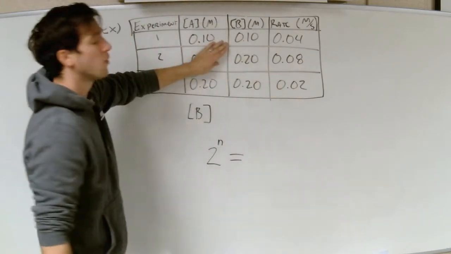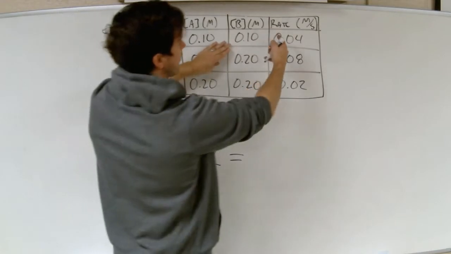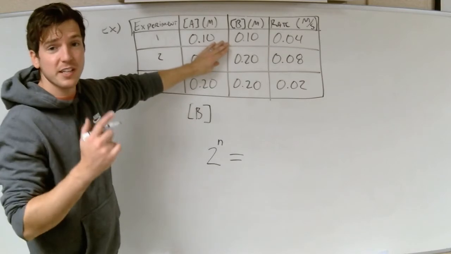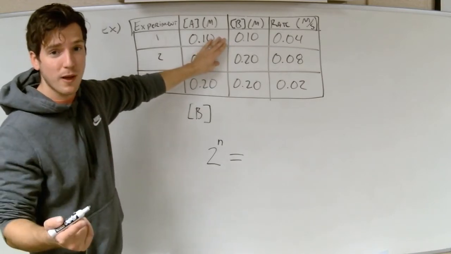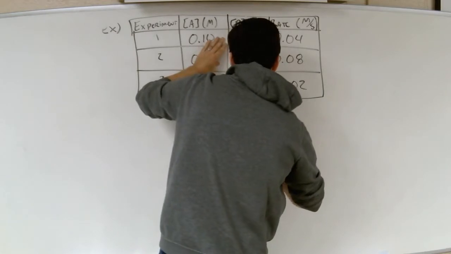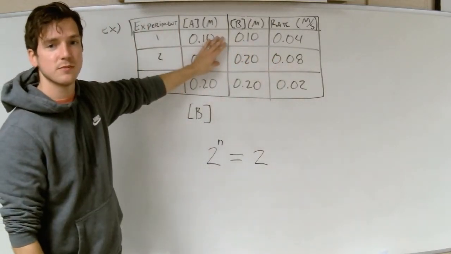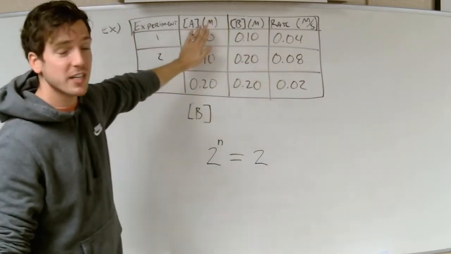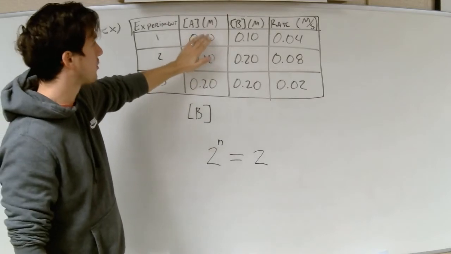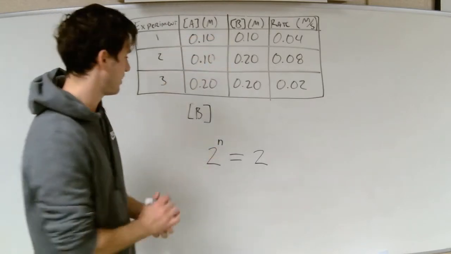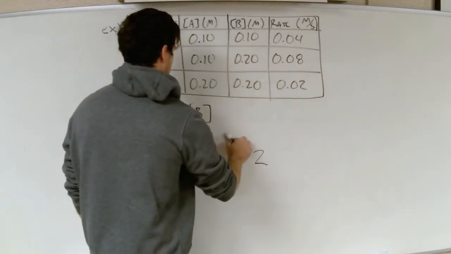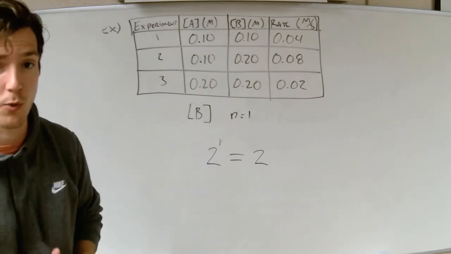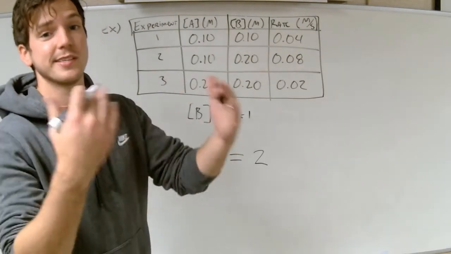Equals what happened to our rate. Our rate went from 0.04 to 0.08. So if we look at that, that looks like our rate doubled as well. So I'm going to go ahead and put a 2 right there. So now all I have to do is solve. I've noticed that the concentration doubled and our rate doubled. So that means that with respect to B, it is going to be first order. Our n is going to equal 1. So with respect to concentration, B is first order. If I double the concentration, it'll double the rate.